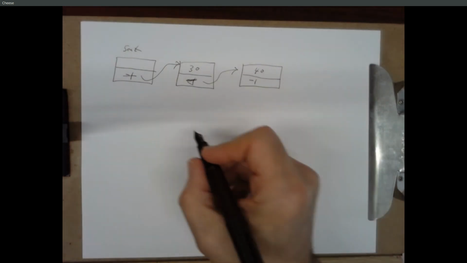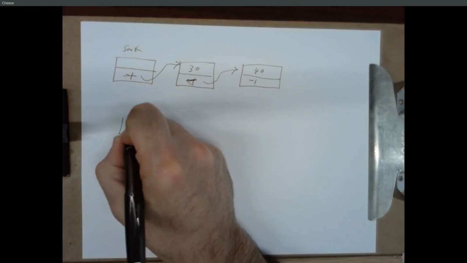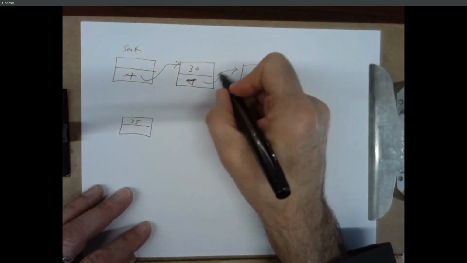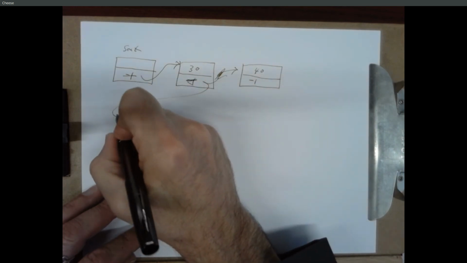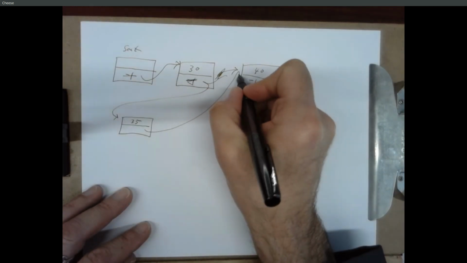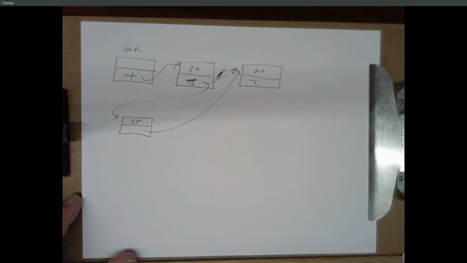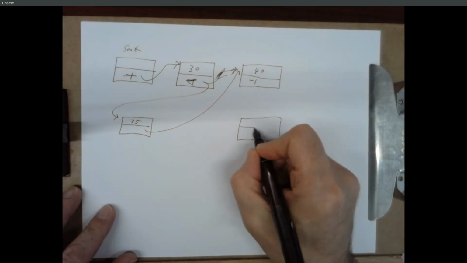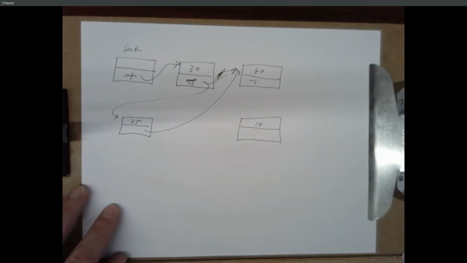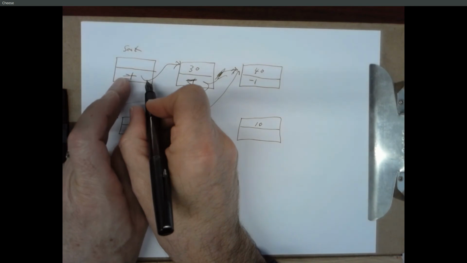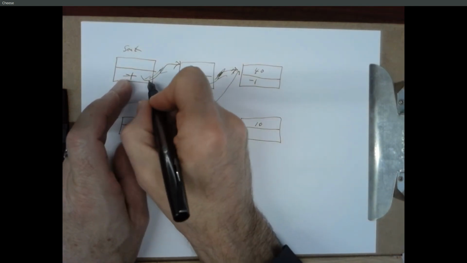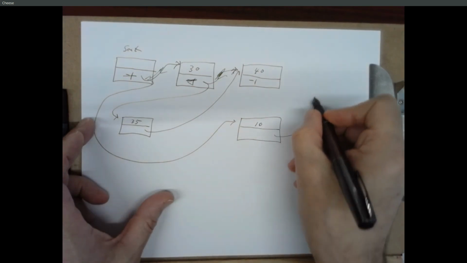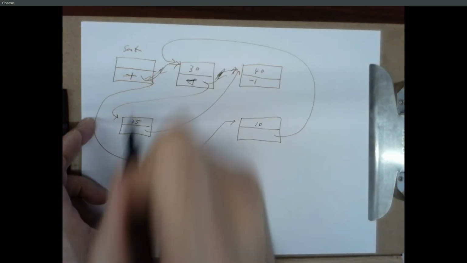And then we said insert 35, so we made another node with a value of 35. We changed the previous node 30 to point to that, and set 35 to point where 30 had been pointing. And then to insert 10, we made a new node with a 10. We looked at the previous node, which was the Sentinel, and we changed that to point to our new node, and we set our new node to point where the Sentinel had been pointing, which was there.